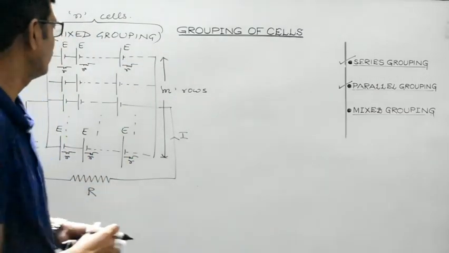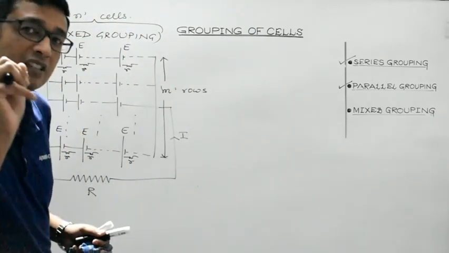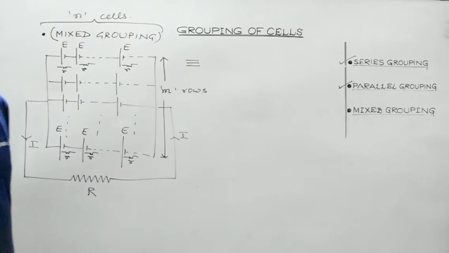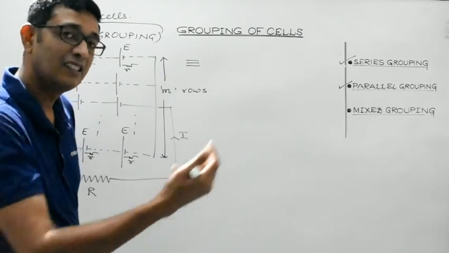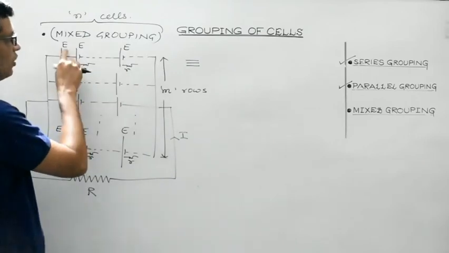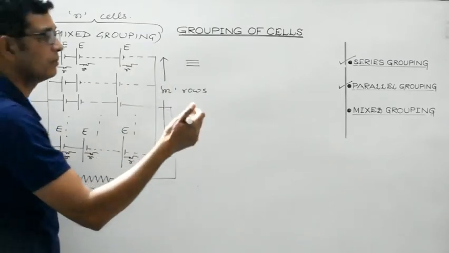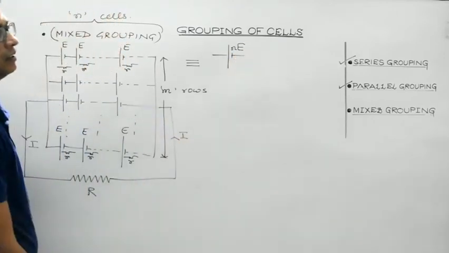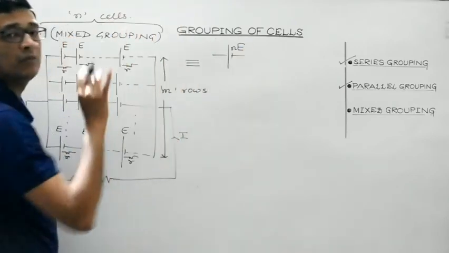So now what we intend to do is simplify the circuit. We'll replace all these cells with a single cell. Let's do it, so it's the equivalent circuit. Look students, in the series grouping I have told you, all the cells are sending current in the same direction, so their EMF will get added up. What is the net EMF in each branch? It will be equal to n times E. There are n cells connected in series, so in each row the net EMF will become nE.